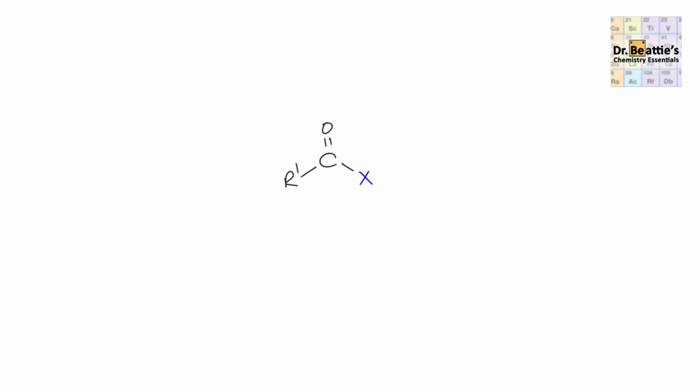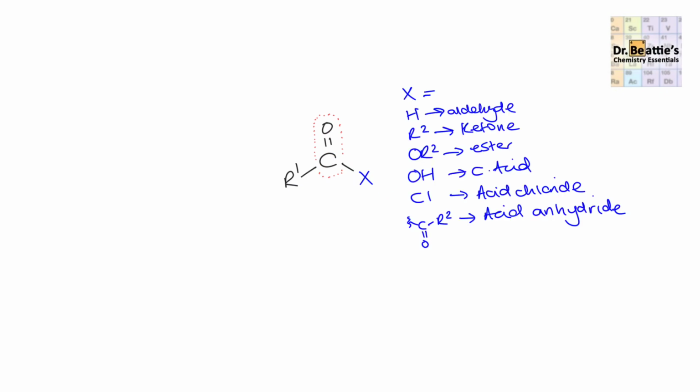and they have an X group, and this X group can be any number of different groups. So if it's hydrogen, it's an aldehyde. We've got ketones, esters. Obviously, carboxylic acid is what we're focusing on today. But related to carboxylic acid, there is the acid chloride and the acid anhydrides. So you substitute this X for any of these groups, you get these different acyl carbonyl containing compounds.